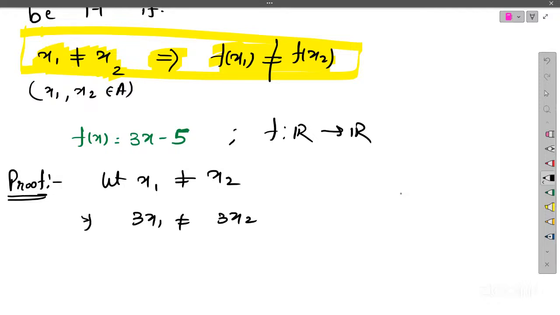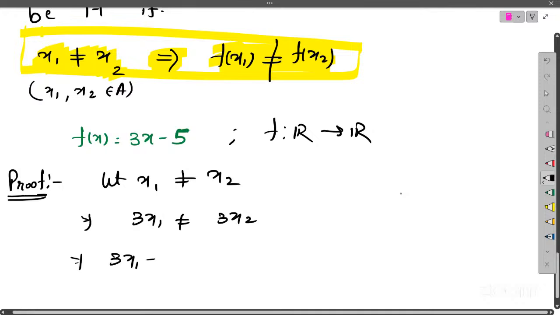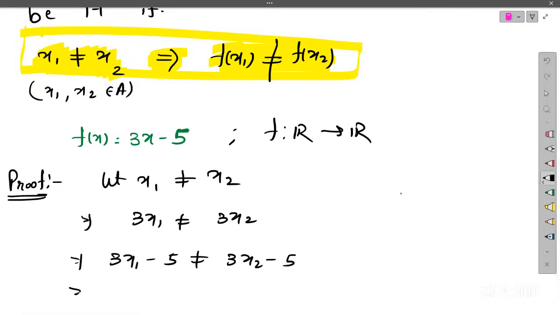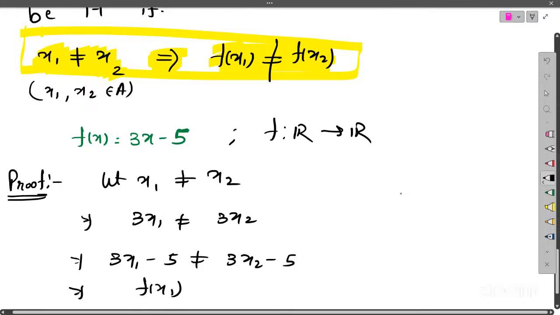So what are the steps I'm using here? This is the assumption that x1 not equals to x2. So that will obviously imply 3 times x1 not equals to 3 times x2. And similarly, 3 times x1 minus 5 is also not equals to 3 times x2 minus 5. So we can say that f of x1, because the expression is 3x minus 5, is not equals to f of x2, where x2 is another input point.